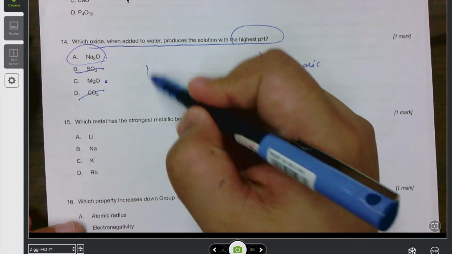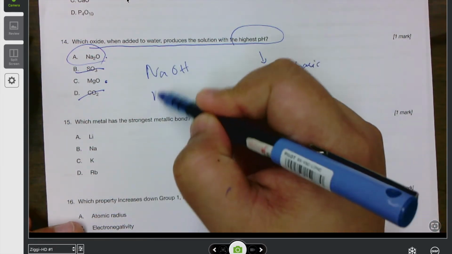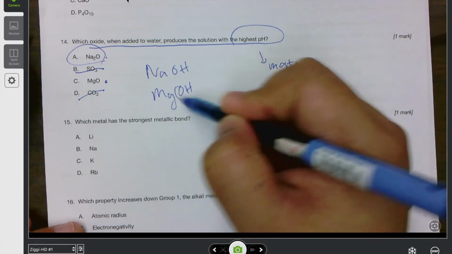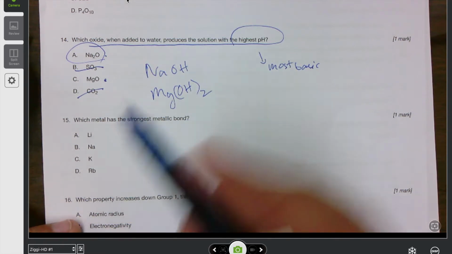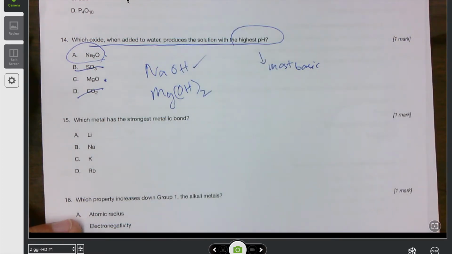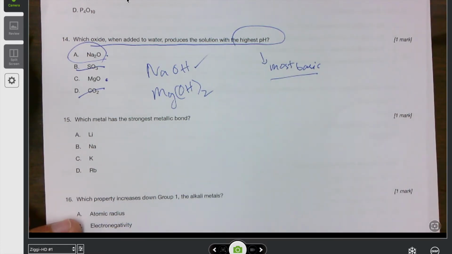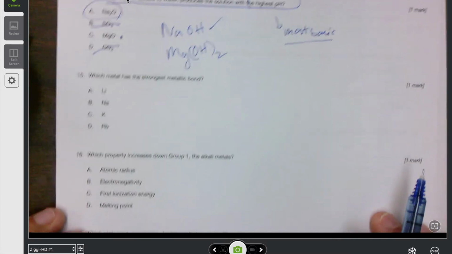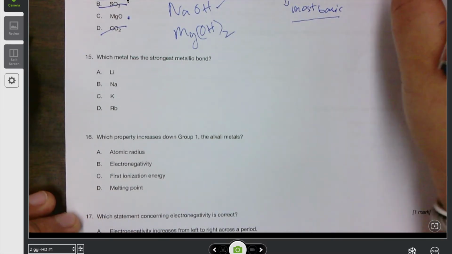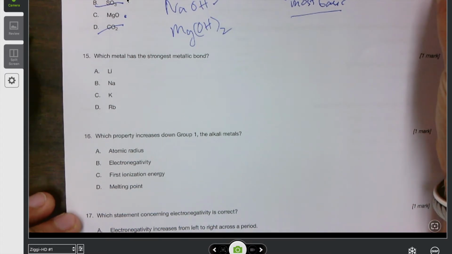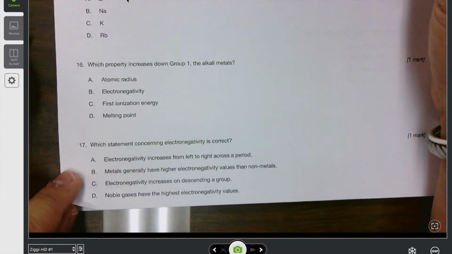And besides, another reason is, so these are the two bases that they form. We will learn in the future that sodium hydroxide is a very, very strong base. So most basic. Okay. 15. Stupid mistake. 16.